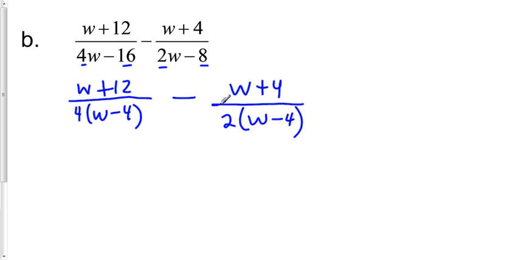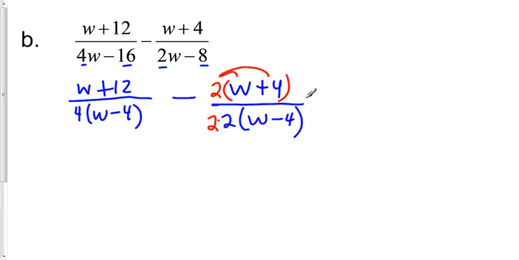Well, all I need to do is multiply this fraction by a factor of 2. Okay? That'll give me a 4 out in front, 4 times w minus 4, and up here I'm going to multiply by 2. I need to put parentheses around the numerator so that I distribute it through.